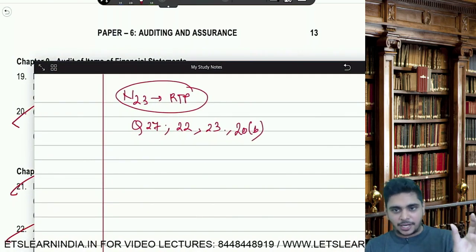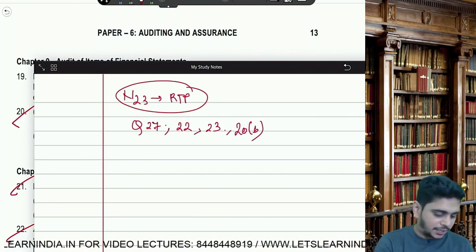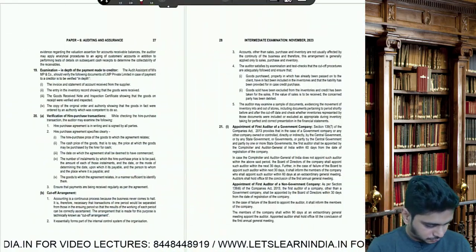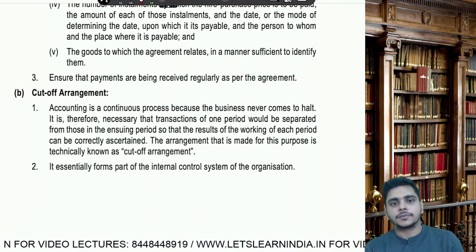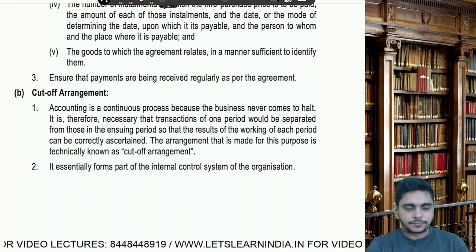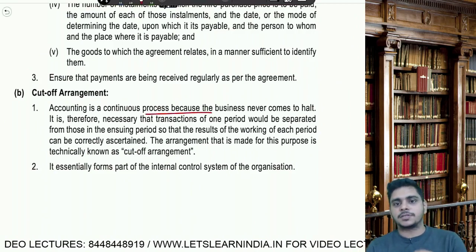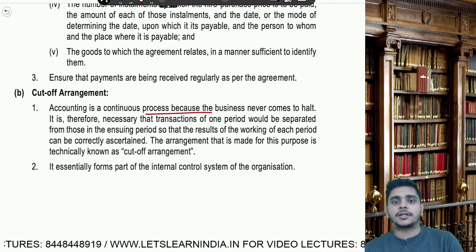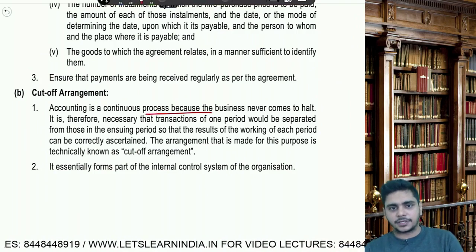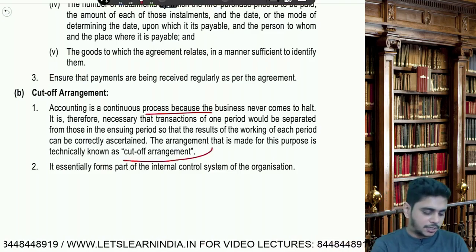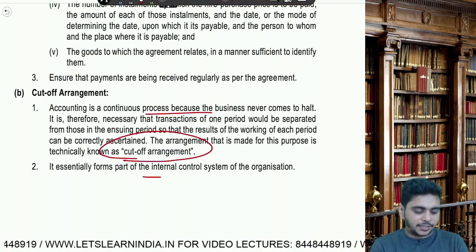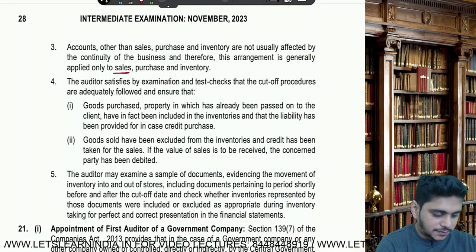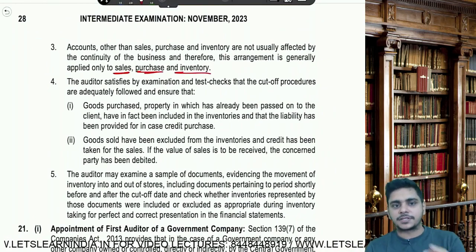So the accounting entries of 31st March and then the accounting entry of 1st April. What is the difference? 20B. This is basically called cut-off arrangement. Accounting is a continuous process because the business never comes to a halt. It is therefore necessary that the transactions of one period be separated from those in the ensuing period so that the results of the working of each period can be correctly ascertained. The arrangement made for this purpose is called cut-off arrangement. It essentially forms part of the internal control system of the organization. It is used for purchases, sales and inventories.